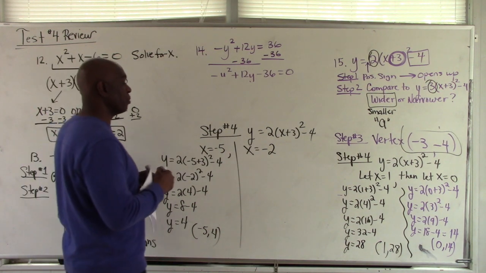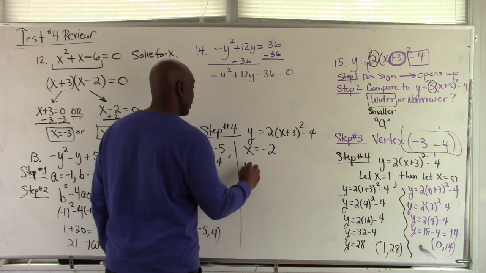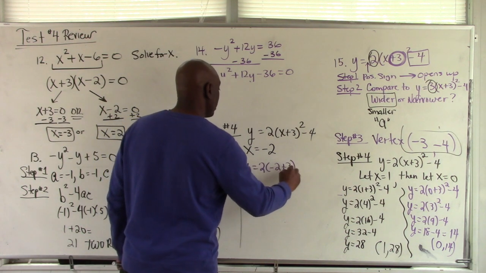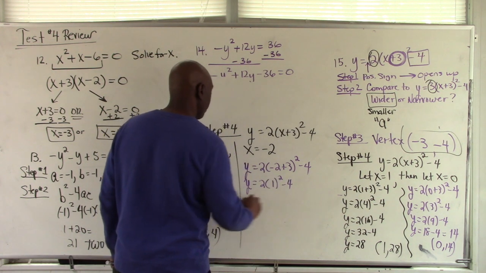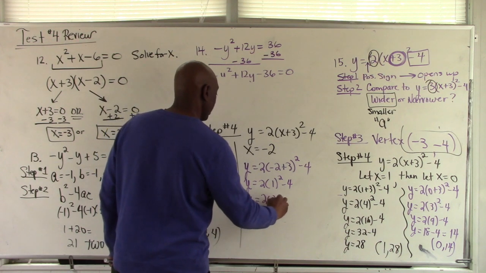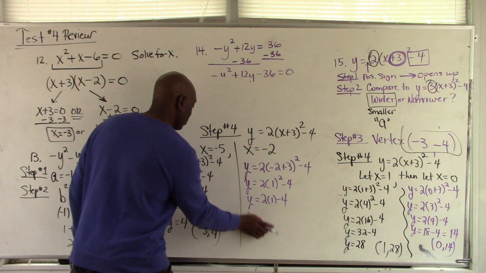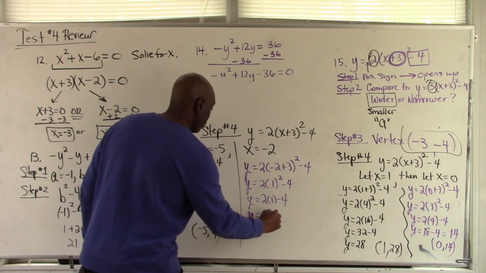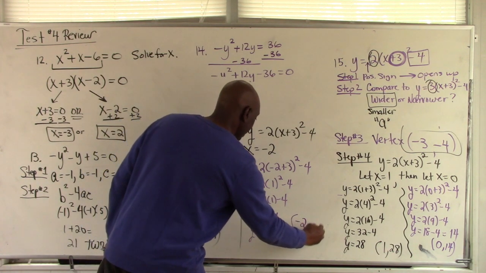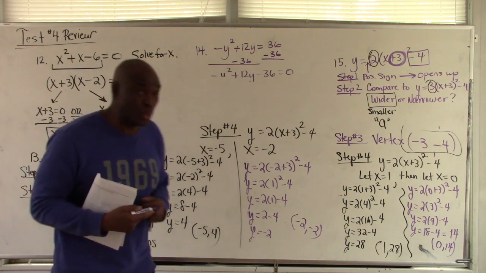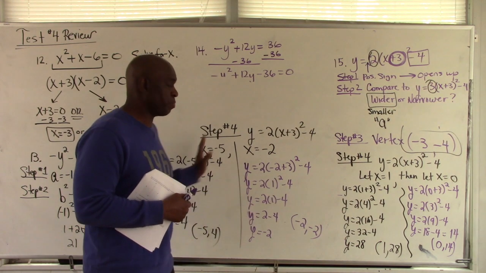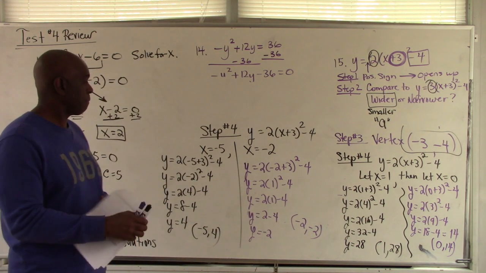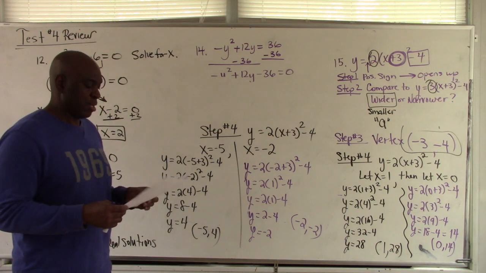If I were to use -2, we would have y equals 2 times -2 plus 3 squared minus 4. So y equals 2 times 1 squared minus 4. So y equals 2 times 1 minus 4. So y equals 2 minus 4. And so y is just simply -2. So that's my other point. When x is -2, y is -2. If they do not give you the x value, you choose your x value. If they do give you an x value, just plug it in. And that's what you'll get. All right? Okay.